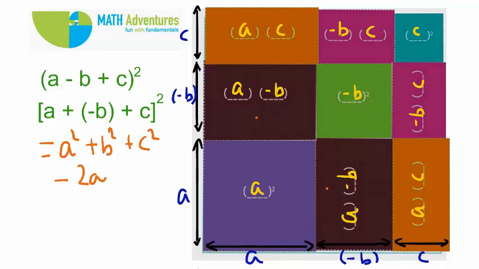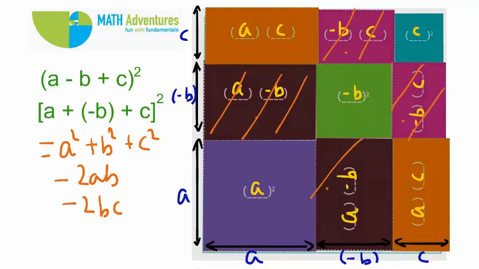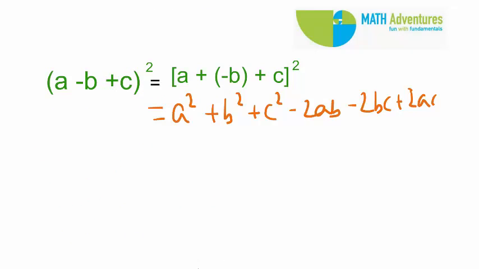We have minus 2AB. Look at the two pink rectangles, minus 2BC. Remember, we had hashed them. And look at the two orange rectangles, plus 2AC. Right here, we have written A minus B plus C the whole square as A square plus B square plus C square minus 2AB minus 2BC plus 2AC.